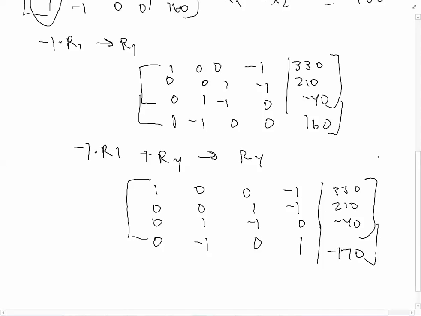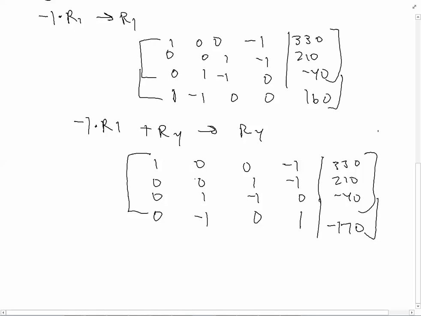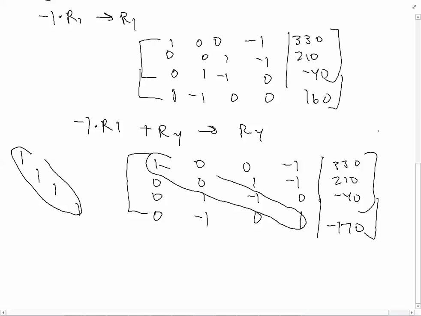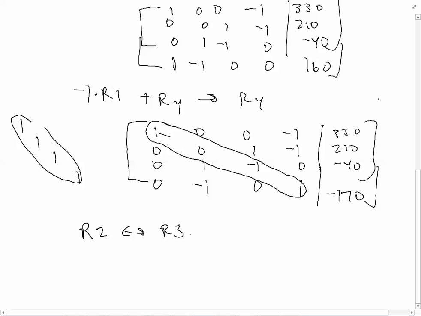Okay, so now we want to focus on the second column. Now, if we remember the reduced row echelon form, the diagonals should all be 1. Right now, the way I have this set up, this diagonal going this way is not going to become what I want it to become because I actually have a 0 here. So I've got to make that a 1, and I'll do that basically by switching row 2 and row 3. So I'm going to switch row 2 and row 3 so I can get that leading 1 in the second row. So this will give me 1, 0, 0, -1, 330.